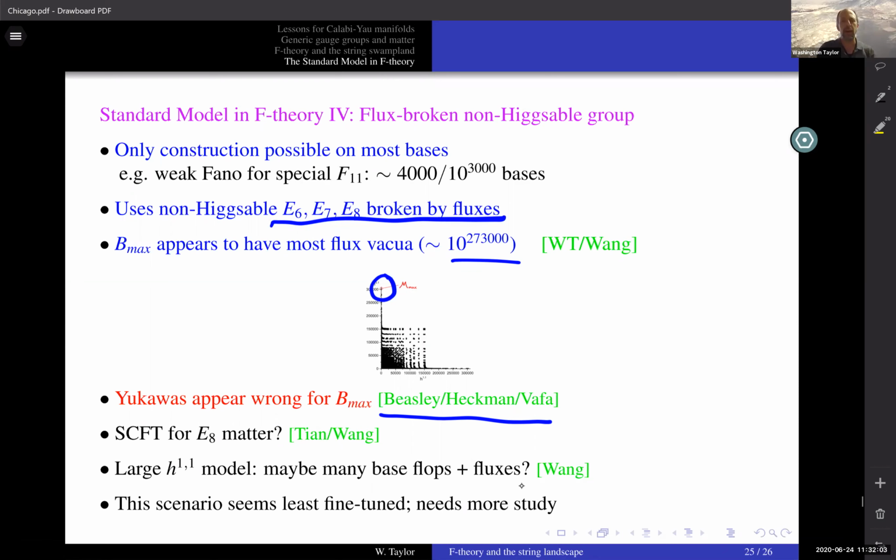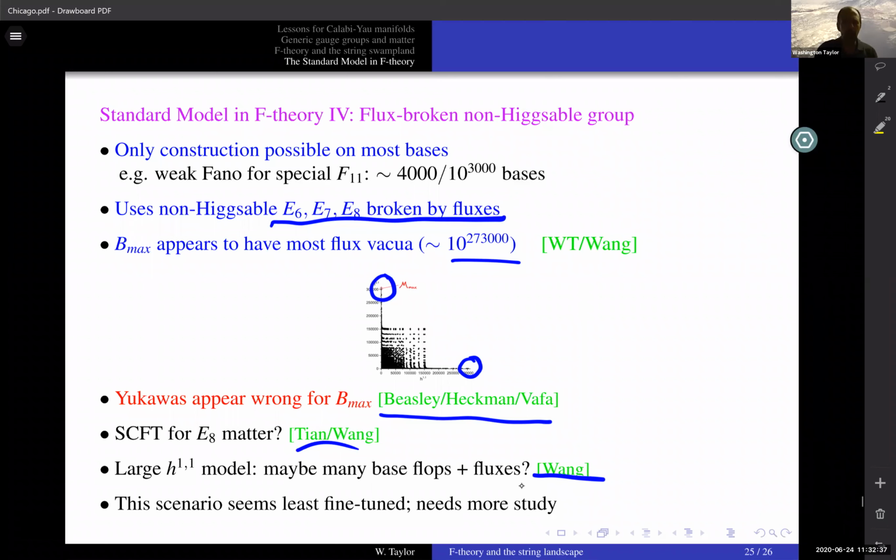Some interesting suggestions by Tian and Wang are that maybe looking at superconformal matter for the E8 might help resolve that. That I think is an interesting direction. Another interesting possibility is there's another base out here, which was covered in a recent paper by Yinan, which has the largest H1 rather than the largest H3. It doesn't have as many flux vacua, but like those things we talked about earlier, there's lots of flops in the base. So it may be that when you combine the allowed flops in the base with the fluxes, you might get lots of multiplicity.